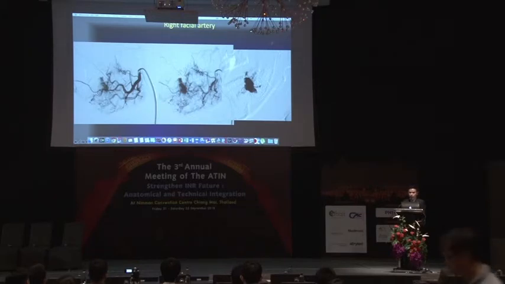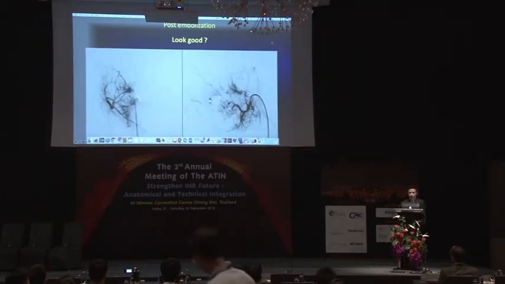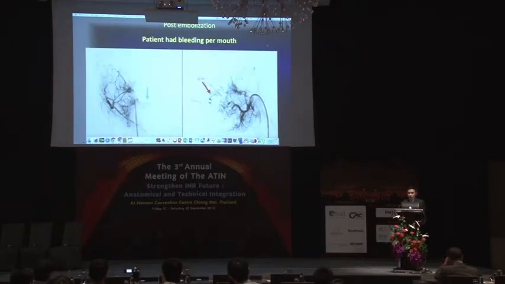It looks good, right? But after we injected the glue and did the control angiogram, the patient had active bleeding per mouth. So we reviewed this angiogram. You can see the glue has moved outside the venous pouch into the oral cavity, and you can see a little bit of contrast leaking into the oral cavity.